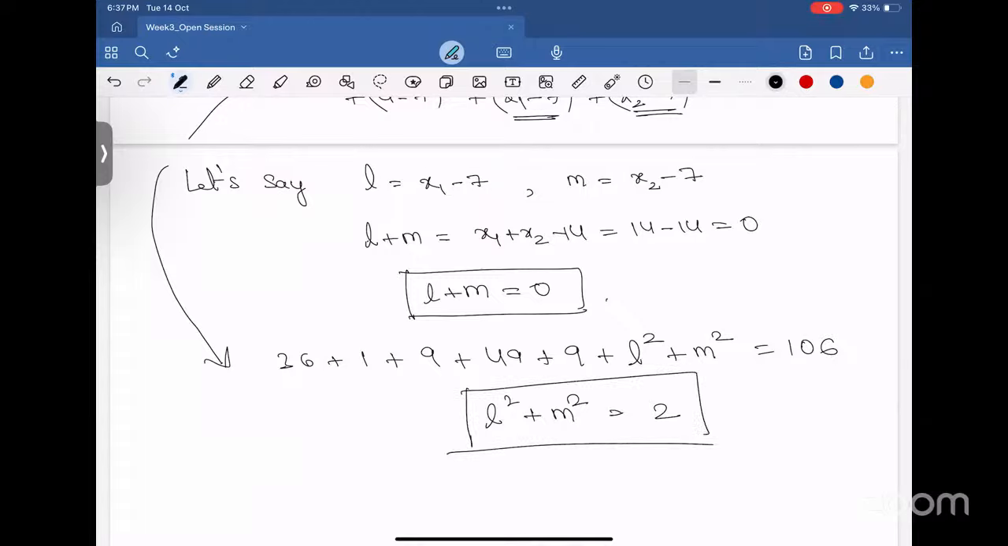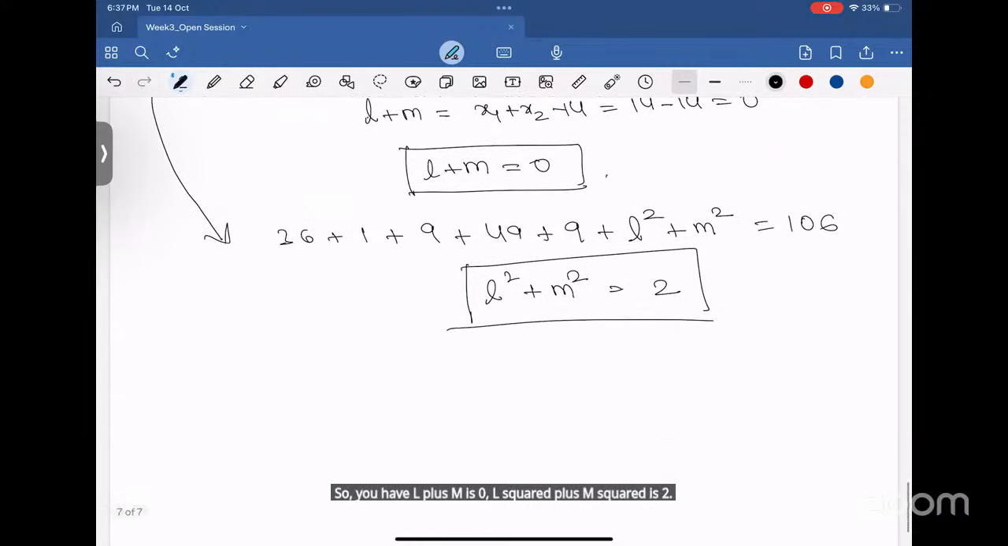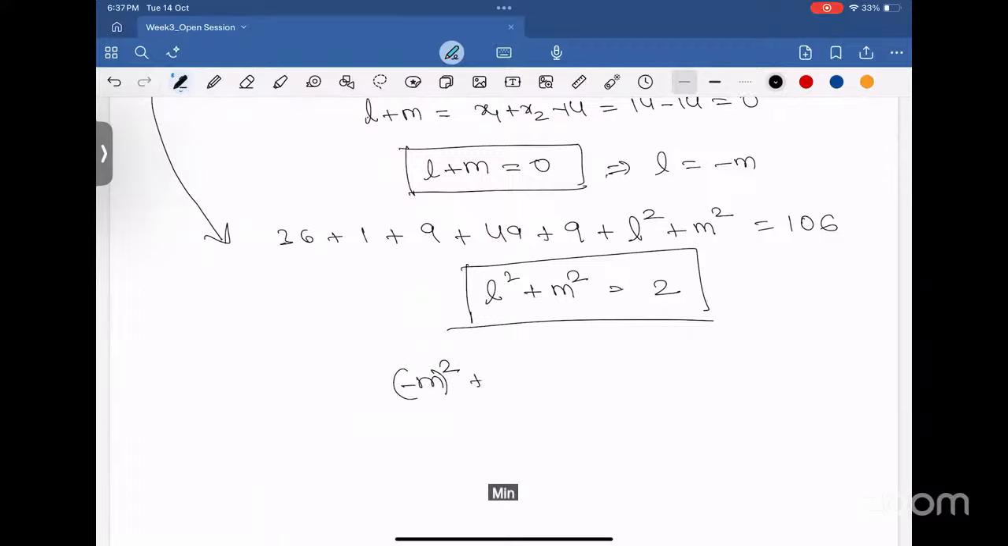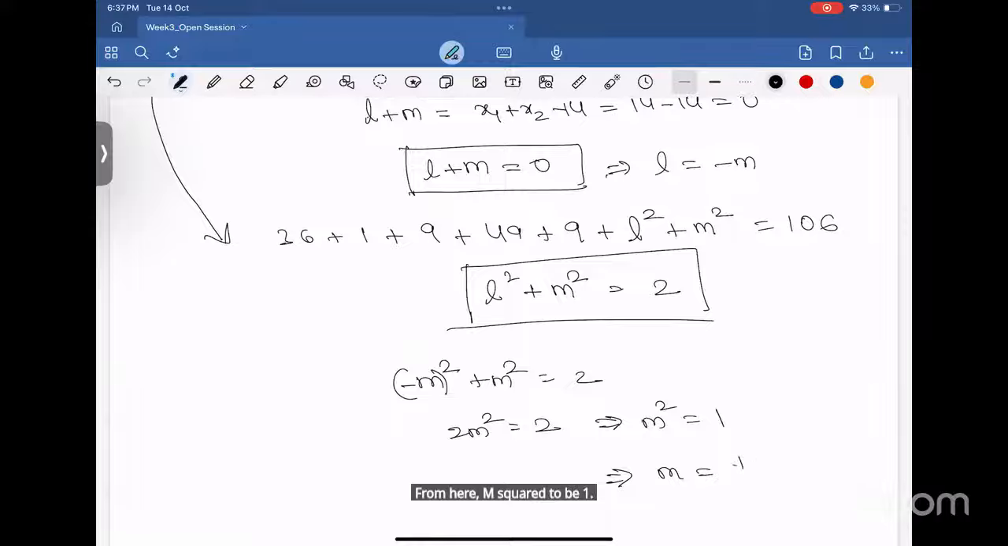So you have L plus M is 0, L square plus M square is 2. So the possibilities are, you just substitute from here, you'll get L is equal to minus M. And you substitute it here, you'll get M square plus (minus M) whole square is 2. You will have 2M square to be 2. From here, M square to be 1. This will imply that M is plus or minus 1.